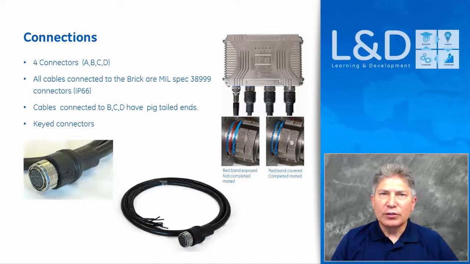The ring is turned until the red band on the connector is covered. The easiest way to install the cables is to place the brick on a flat surface and have the marking on the cable facing up.